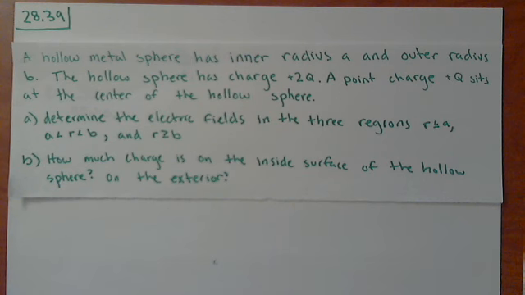R is less than or equal to A, R is greater than A and less than B, and R is greater than or equal to B. Part B is how much charge is on the inside surface of the hollow sphere and on the exterior.